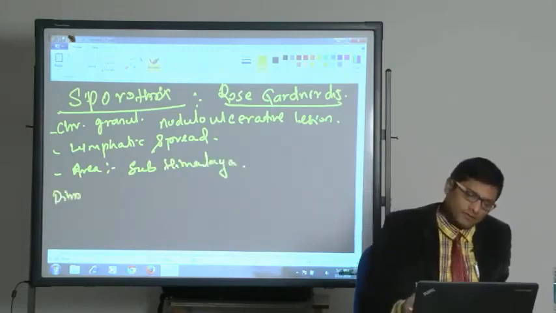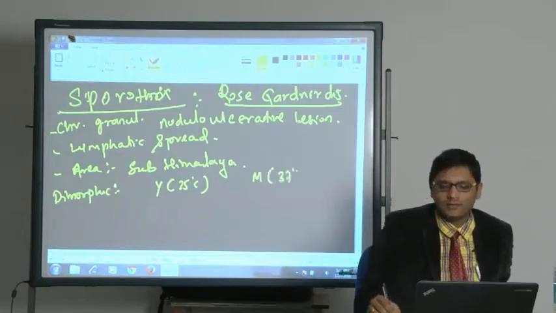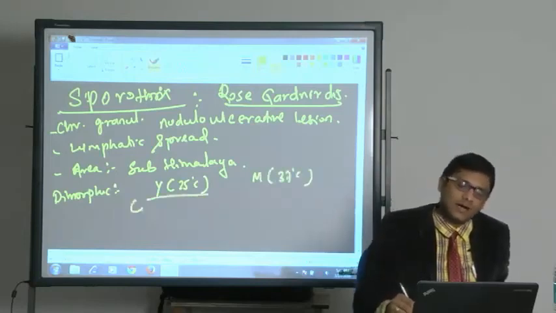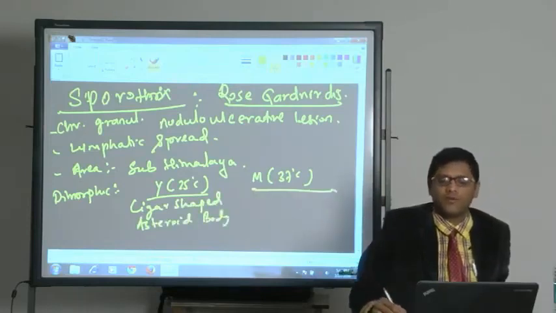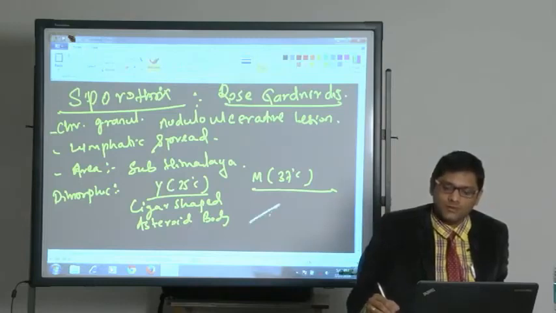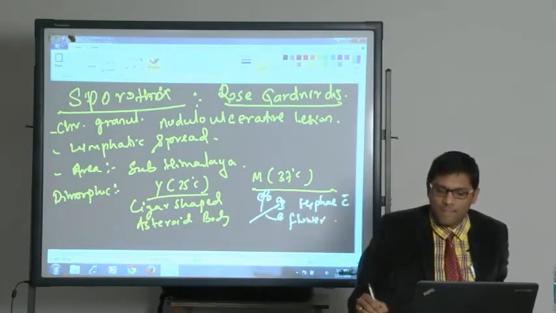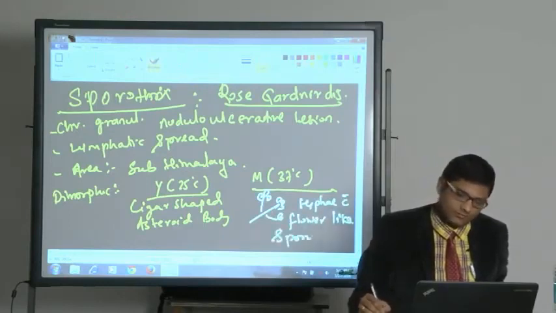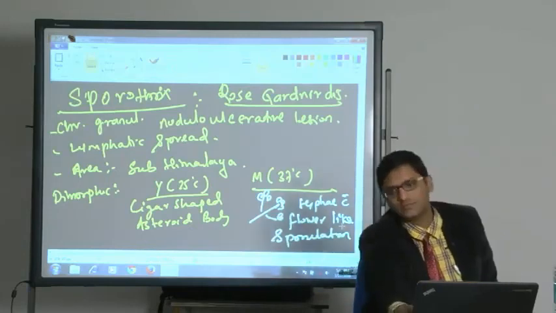Don't forget it is a dimorphic fungus, that is yeast at 37, mold at 25. The yeast form is described as cigar shaped asteroid body, whereas the mold form is described as hypha with flower like sporulation. Okay, so this is all about Sporothrix.